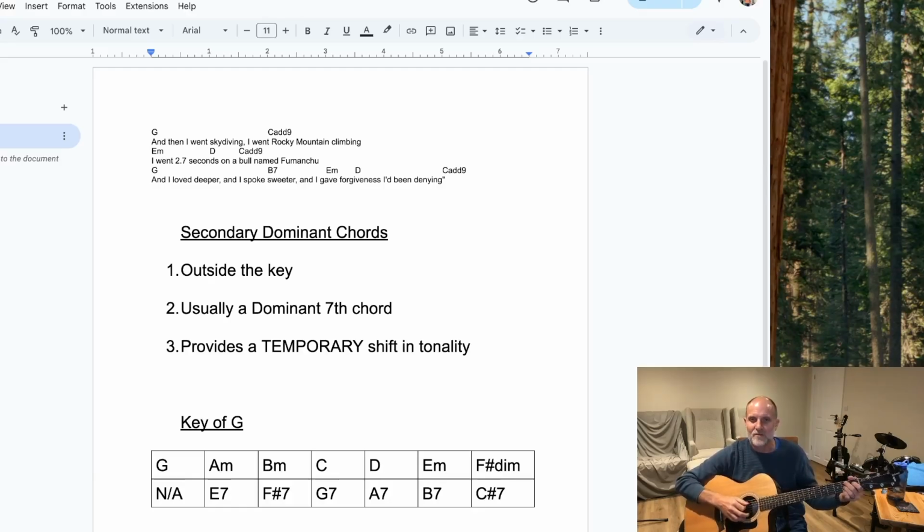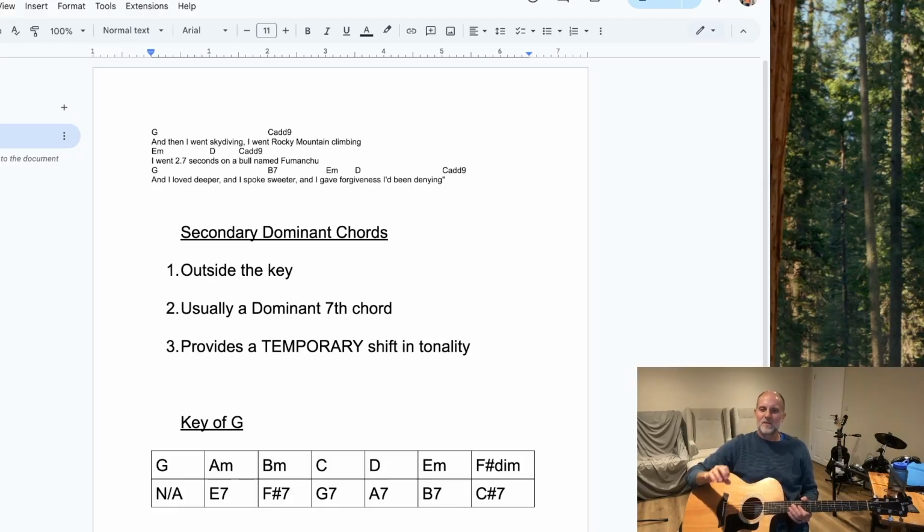And then that B7 goes down to an E minor. That's a temporary shift in tonality. So instead of that B minor, we take that B7 and resolve it down to the E minor, and then pull back into G. So the secondary dominant chords are outside the key. They're usually a dominant seventh chord, and they temporarily shift us around before bringing us back into the tonal center of the tune or the section.